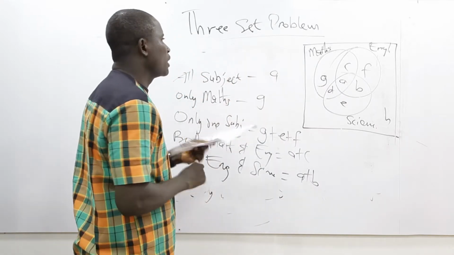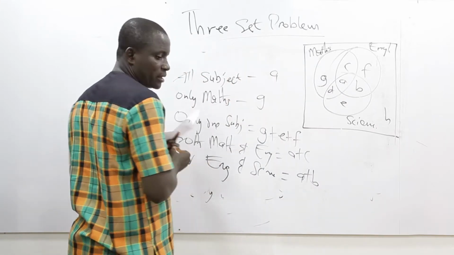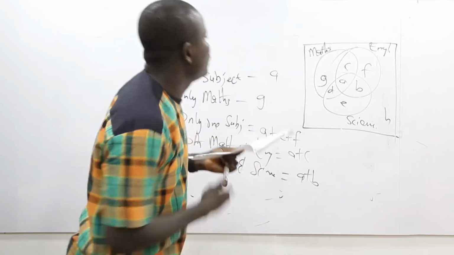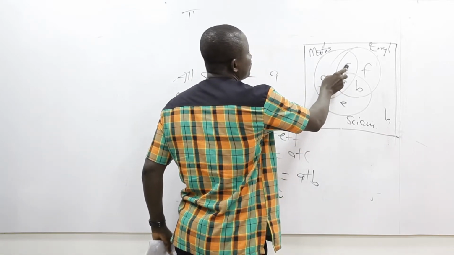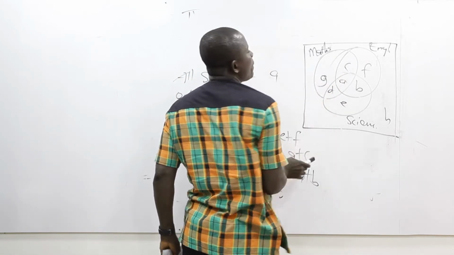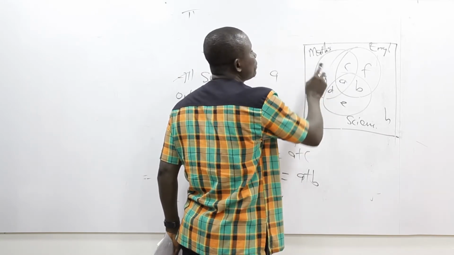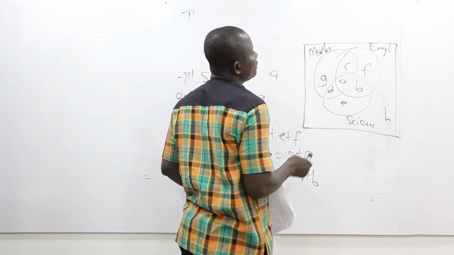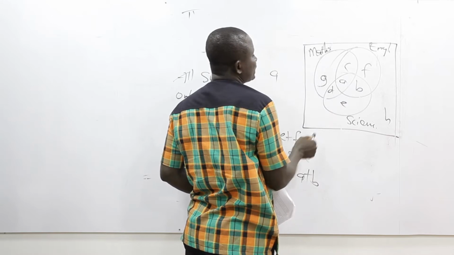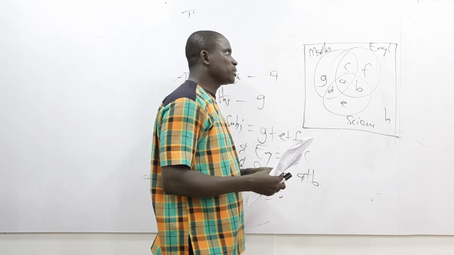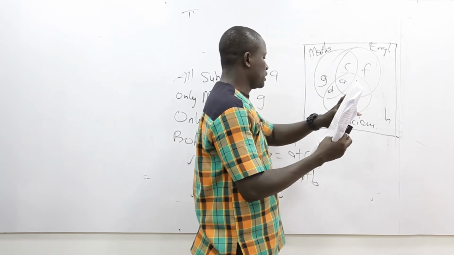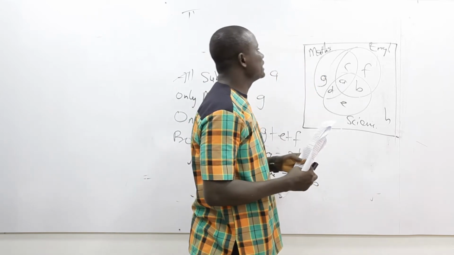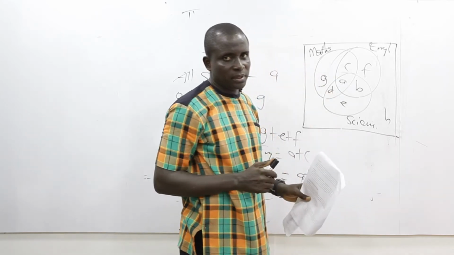Now, what if I say maths and English only? Maths and English only is C. Look at this one. That means people who offer mathematics and English, but not science, is your C. Then English and science only is B. Now this description here, I said both maths and English only is C. I can also describe it as both maths and English, but not science, which is also the same C.